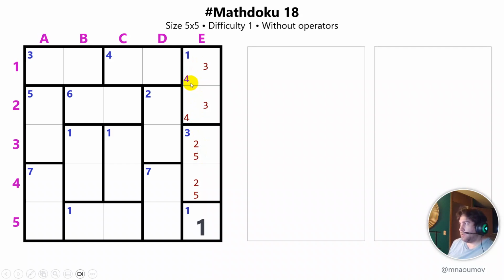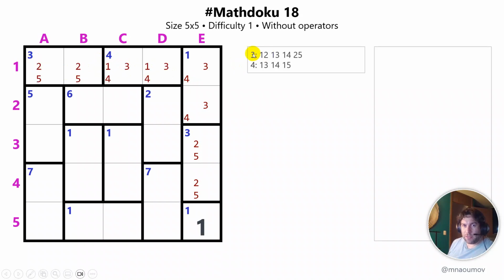Now let's look in row 1 and write down the candidates for values 3 and 4. Number 3 can be formed from 1, 2; 1, 3; 1, 4; 1, and 2, 5. 4 can be 1, 3; 1, 4; and 1, 5. As you see from the options for 3, that means for any possible operators, that's all possible combinations.